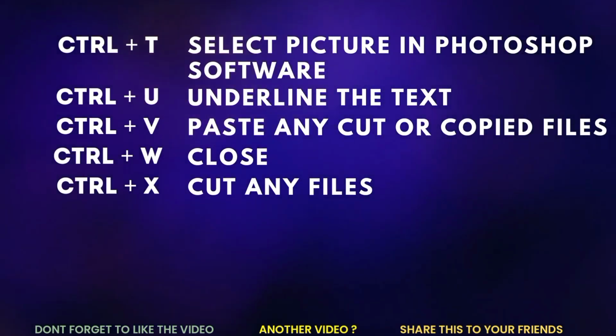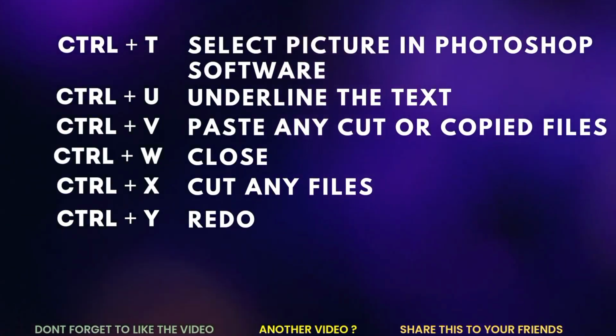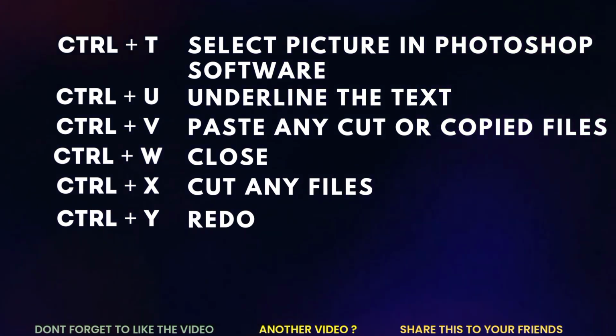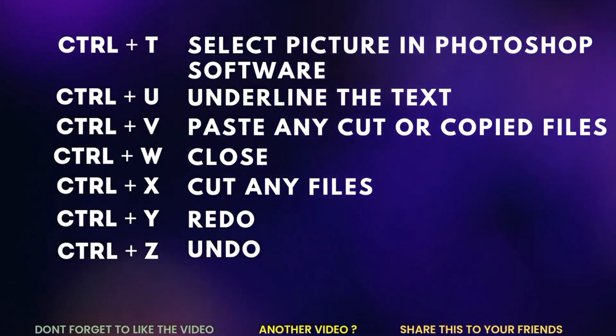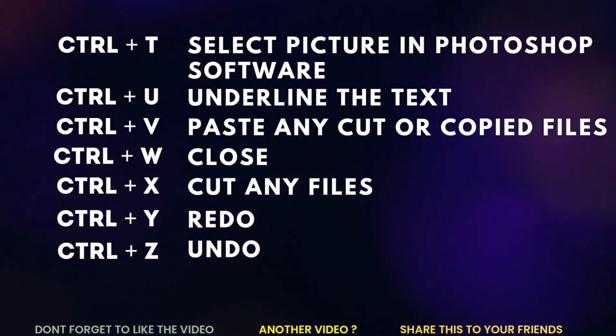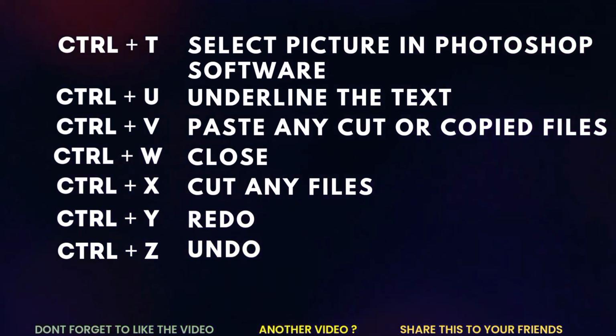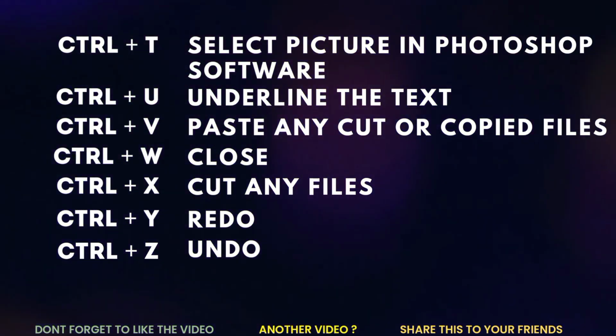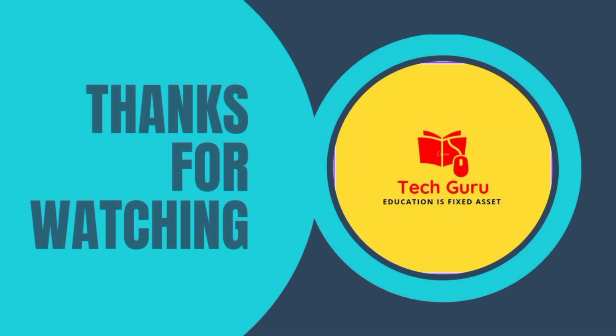Next one shortcut key is CTRL+Y, this is used to redo. Next one is last but not the least, CTRL+Z, undo. This is used to undo the text or any works. Okay students, all these are shortcut keys of computer.